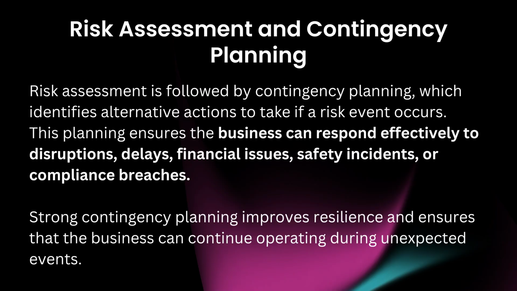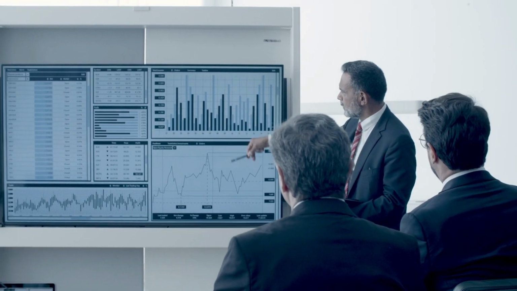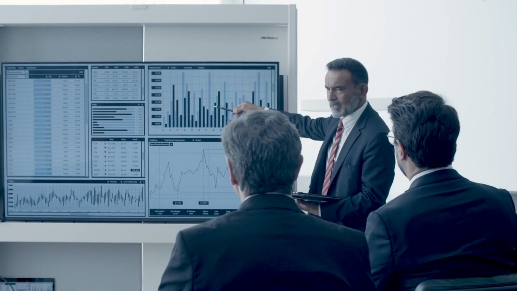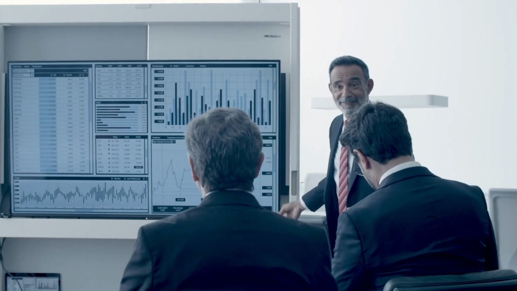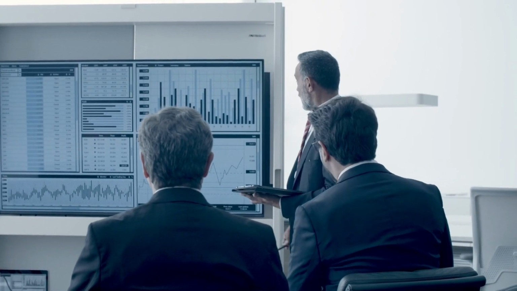Risk assessment and contingency planning. Risk assessment is followed by contingency planning, which identifies alternative actions to take if a risk event occurs. This planning ensures the business can respond effectively to disruptions, delays, financial issues, safety incidents, or compliance breaches. Strong contingency planning improves resilience and ensures that the business can continue operating during unexpected events.